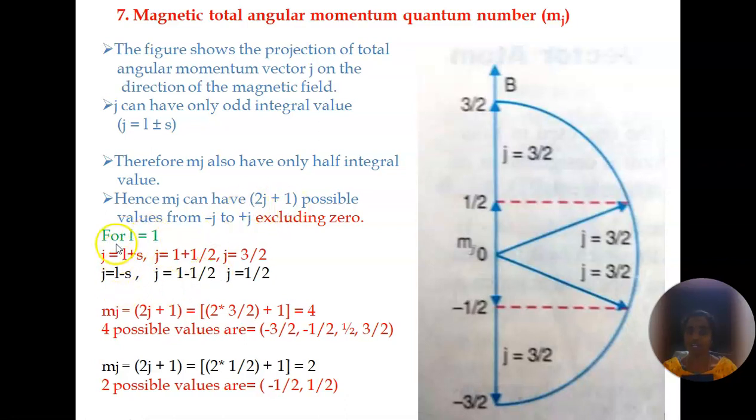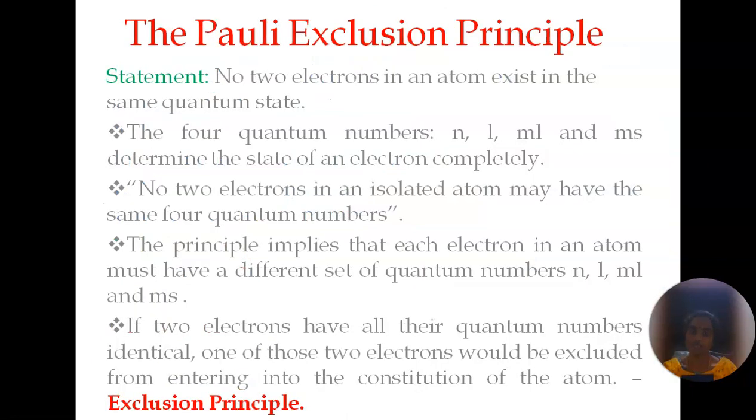For L is equal to 1, j is equal to L plus S. So j is equal to 1 plus 1 by 2, that is 3 by 2, then j is equal to half. Then what about mj? The number of values of mj is 2j plus 1. If j is 3 by 2, then 2 into 3 by 2, the 2 cancels, so 3 plus 1, it has 4 values. What are the 4 values? Starting from minus 3 by 2 to minus 1 by 2, then plus 1 by 2, then 3 by 2. So these are the possible values of the magnetic total angular quantum number. So these are the quantum numbers.